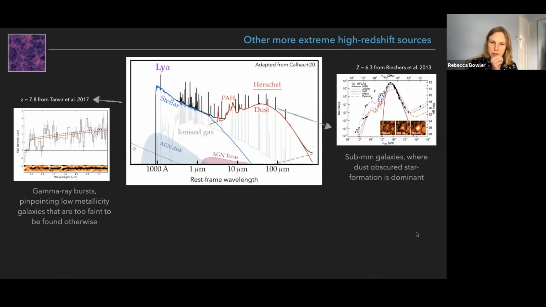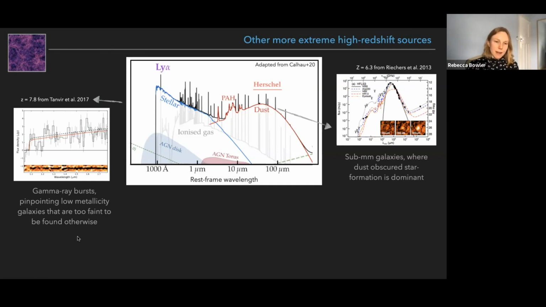So before I move on to explain the Lyman-break selection in a little bit more detail, I wanted to mention some other high redshift sources that we know about. And these are more extreme and rare objects, in comparison to the standard selections I just mentioned.